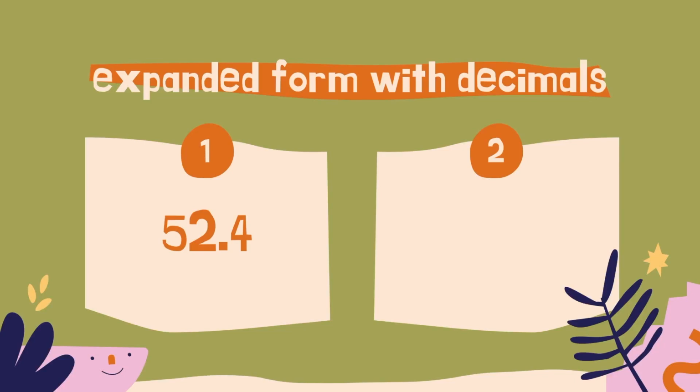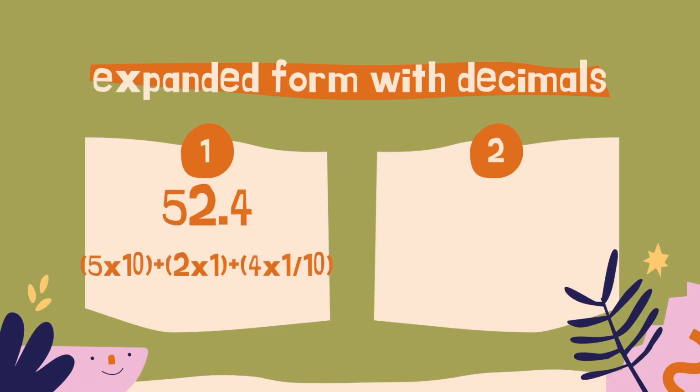52 and 4/10. What would that look like in expanded form, the next level? That would be 5 times 10, 2 times 1, just like the other whole numbers we did. And then when you get to the decimal side, we have a 4 in the tenths place. So that's going to be 4 times 1/10. You can write it as a fraction, or 4 times 0.1 for 1/10. Either way is fine. You can use fractions or decimals when you're on the decimal side.